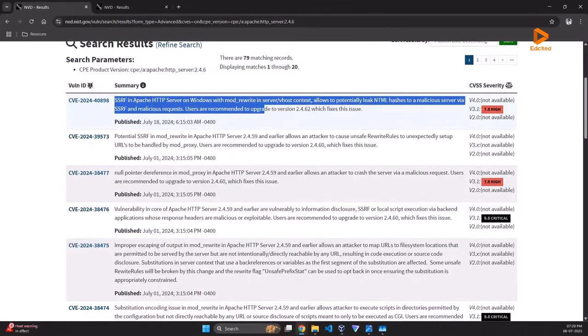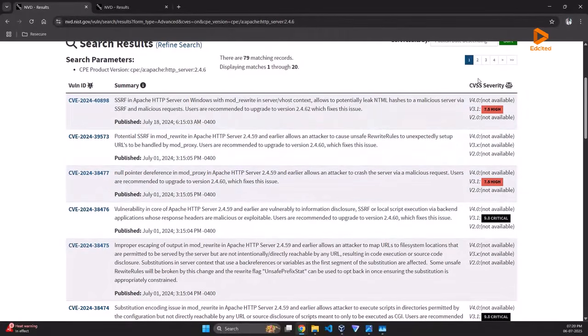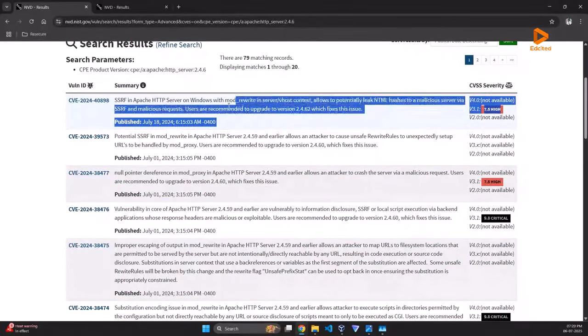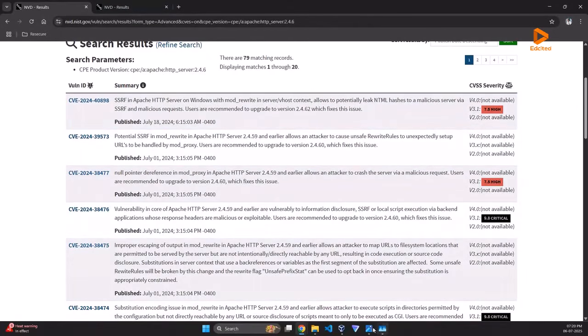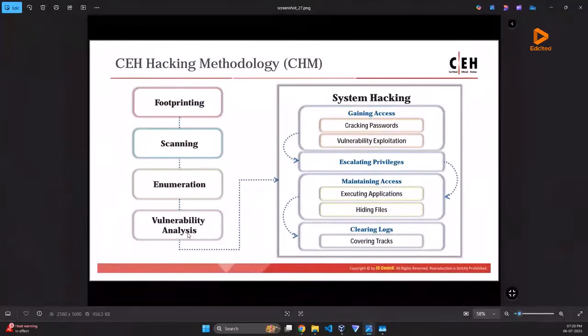What SSRF is and all of that stuff we'll be learning, but for today, let's just worry about the severity. That means this is a high severity security issue. So when I get to know that my target has a high severity issue, I'll target that. I'll write or get the exploit from the internet and try to run an attack.